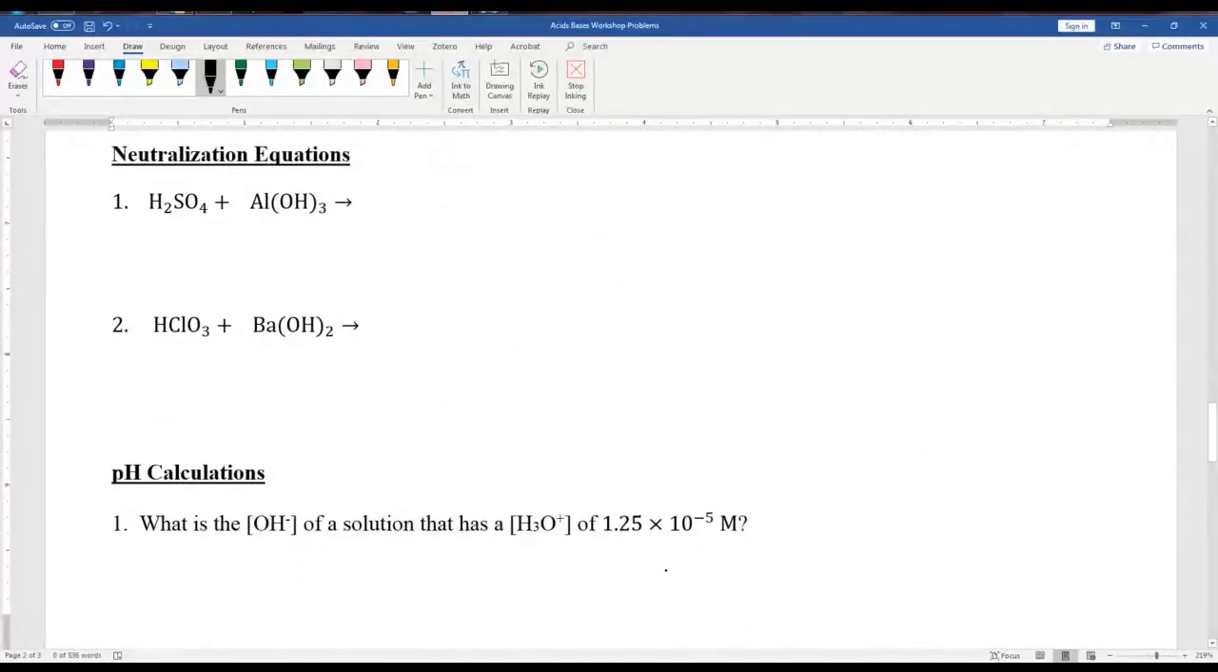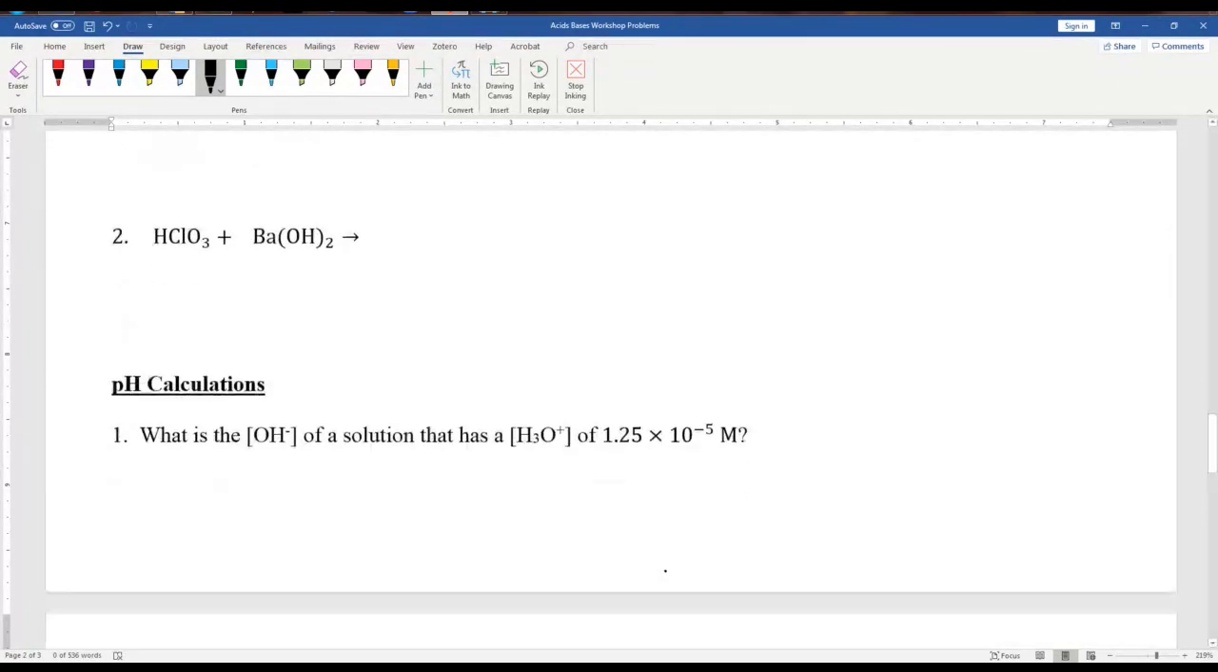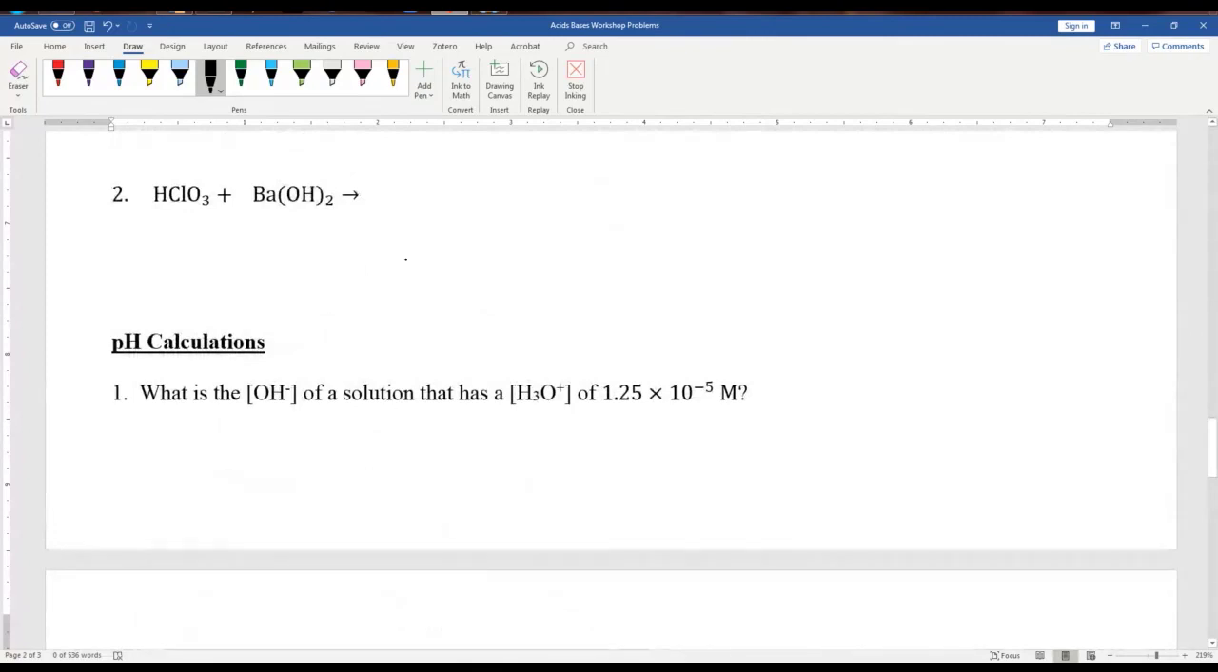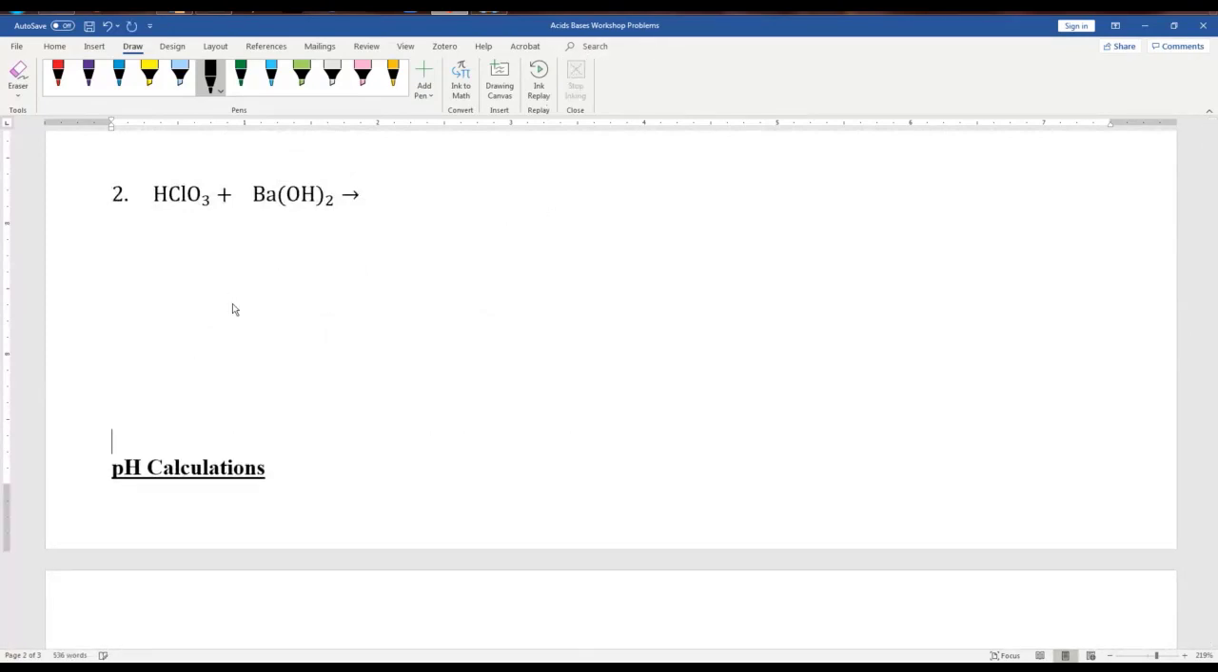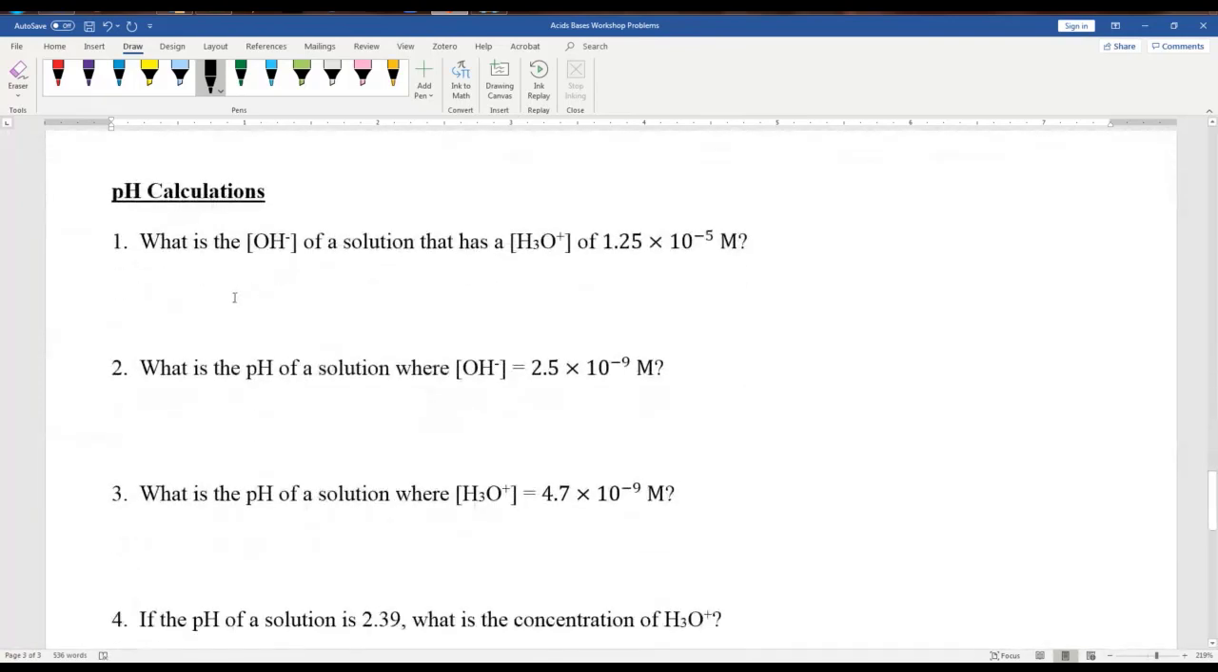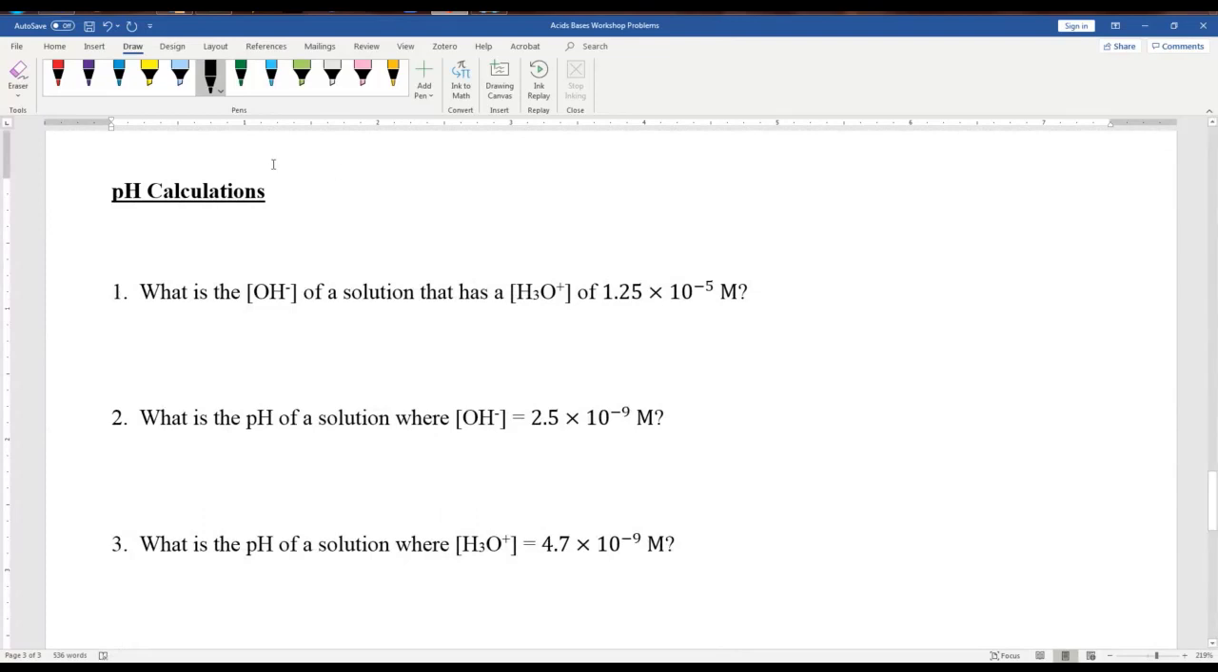So, let's dip into pH calculations, and if we have time, we'll go back to neutralization equations. With the pH calculations, there's a couple of formulas that you need to be aware of.